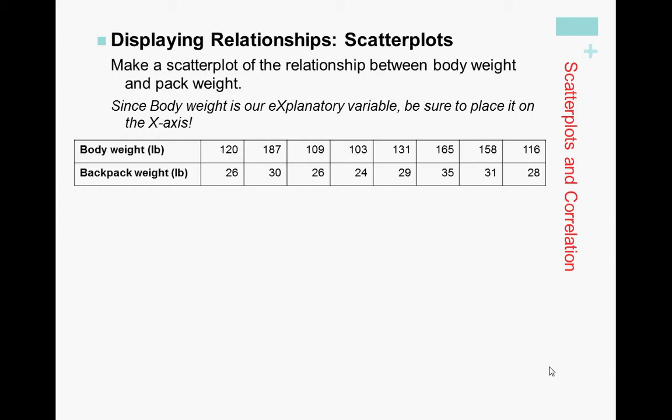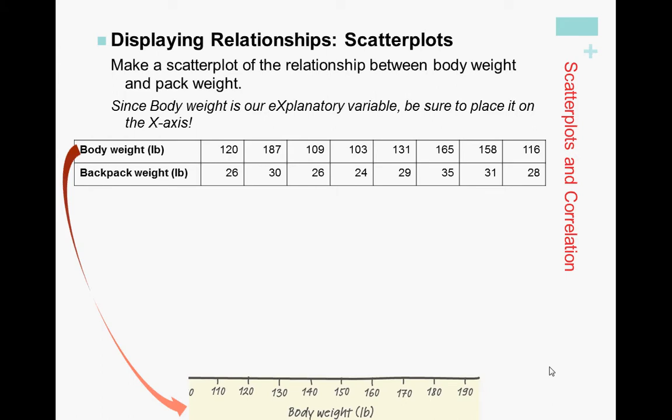Notice they went from 0, and then given where the numbers were, they just went from basically 100 to 190 is what they're trying to show. And they label and scale the axis. They label it body weight, and they note the unit, pounds, and they also scale it, the 0, 110, 120, 130, and so on. We'll do the same thing with the backpack weight. We label it pack weight in pounds, and we scale it.